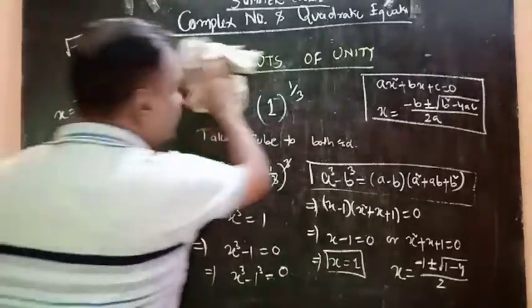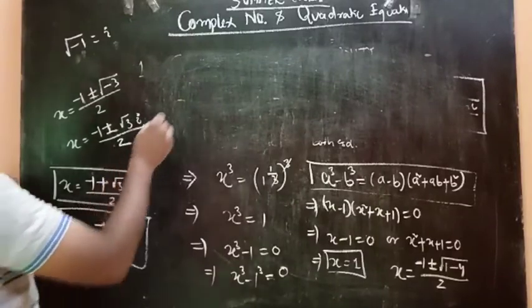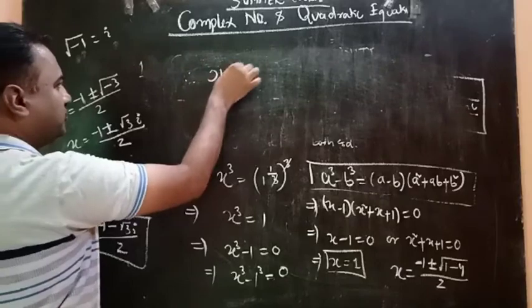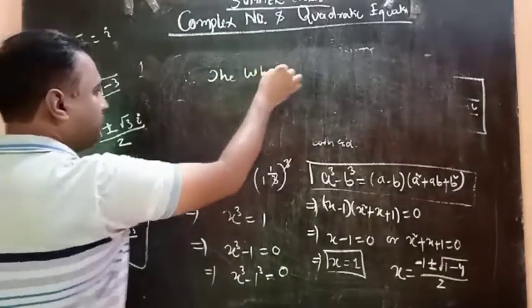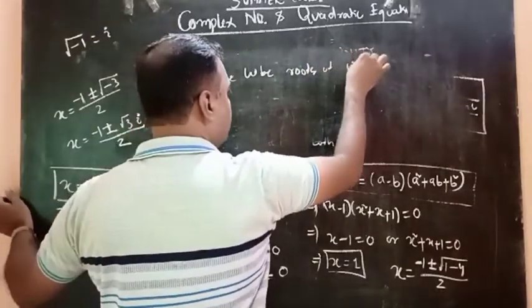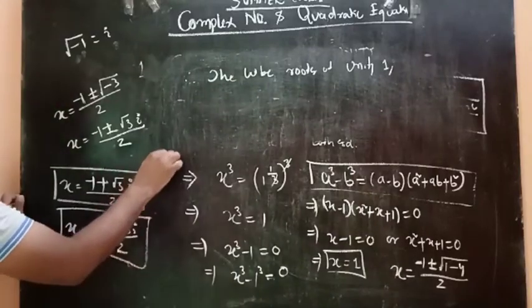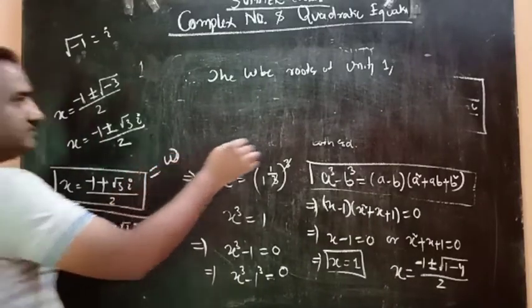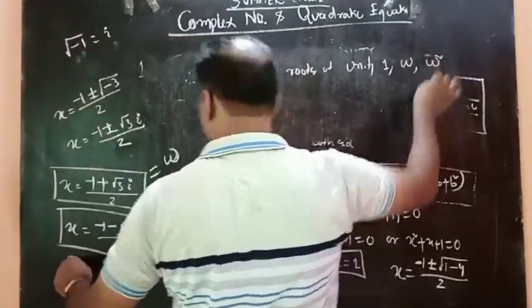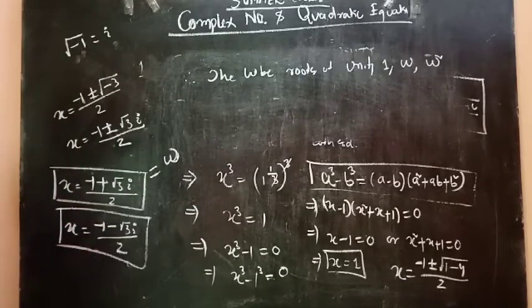Therefore, the cube roots of unity are 1, then I will take this one as omega, and this one is omega square. If you square this one, you will get this one.